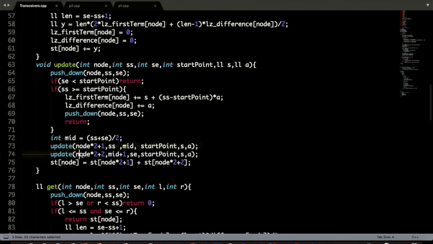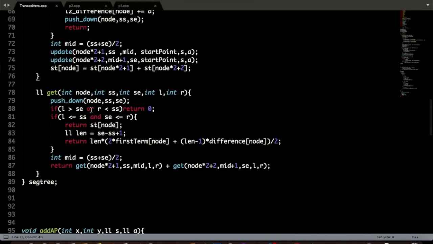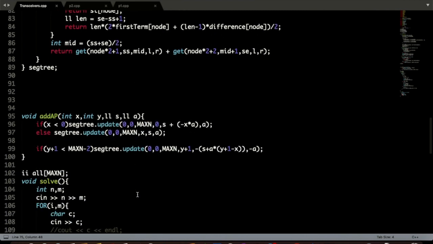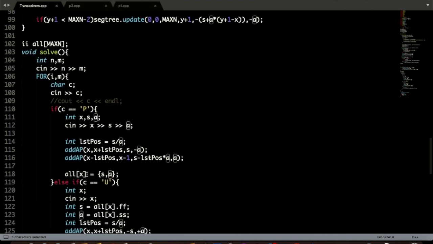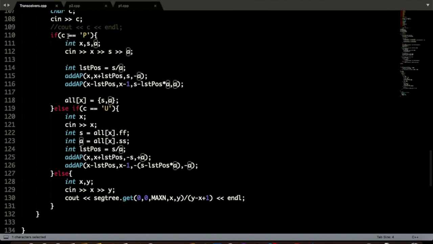However, once you update your left and right child, that means your own lazy values are null and void. Your left and right child have already been updated, so you can just combine their values and add it to your own node. For a get function, we do a similar thing. Add AP is a helper function which effectively adds the AP characterized by start term S and difference term A to the range X to Y, and the rest of the code is just handling the input and calling add AP as appropriate.